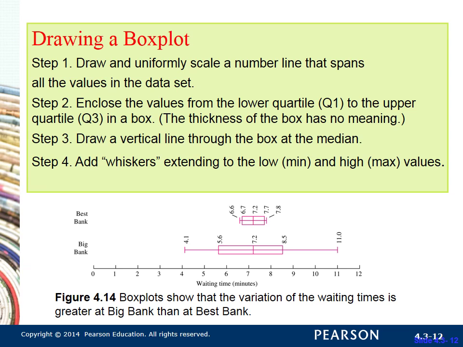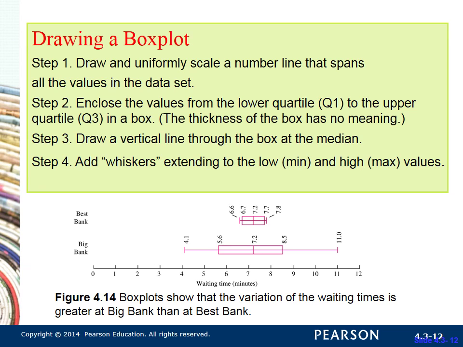Then we add what are called the whiskers that go from Q3 out to the max and then Q1 back to the min. So this now shows my spread of data by fourth. So I know that the lower 25% for the big bank is between 4.1 and 5.6. The middle fourth is 5.6 to 7.2. The third fourth is from 7.2 to 8.5, and the highest fourth is up from 8.5 to 11.